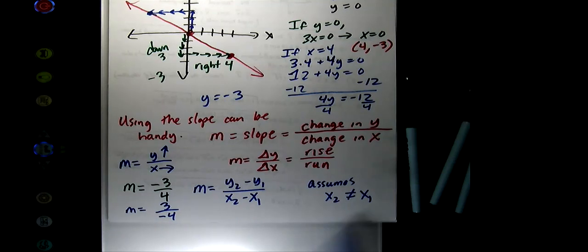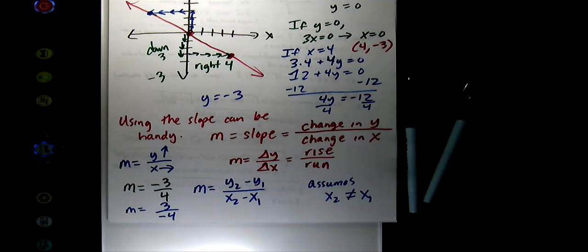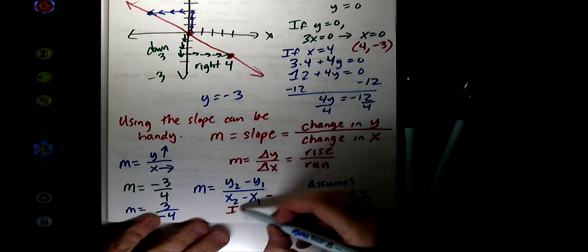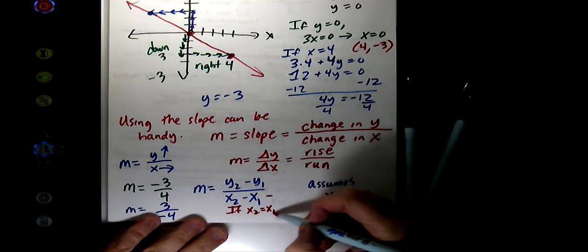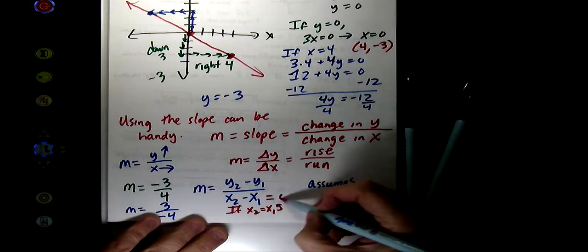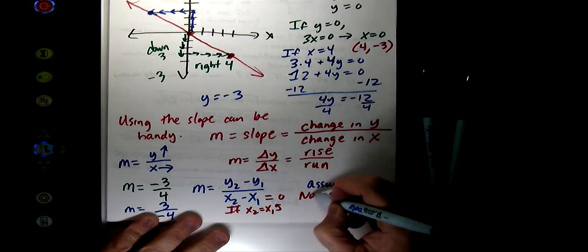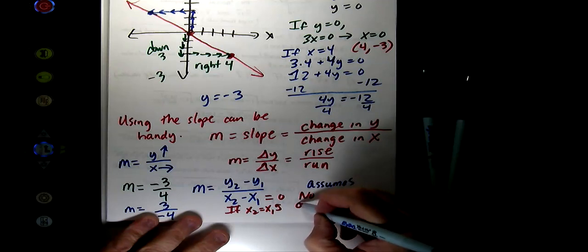Why can't I have x2 equal x1 here? Sarah, that will equal 0. What will equal 0? The bottom will equal 0. If x2 equals x1, then this equals 0. That's no bueno.